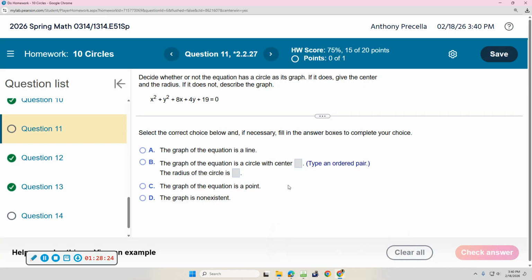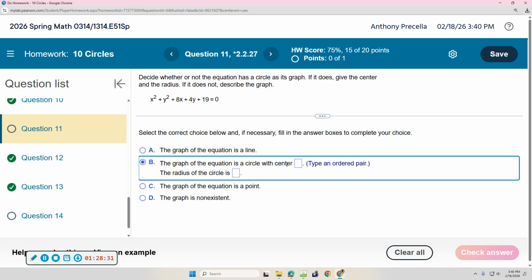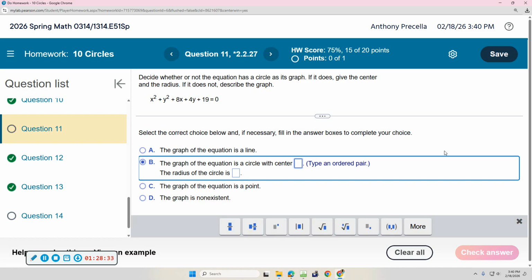Hopefully it's getting better. Okay. So we're looking at response B. It is a circle. The center is at negative 4, negative 2. Make sure you put the parentheses. And the radius is 1.